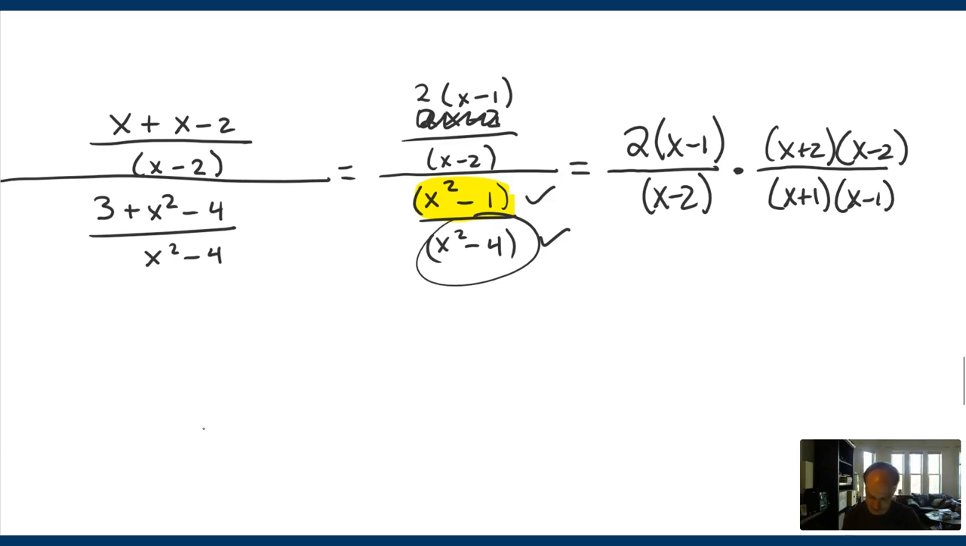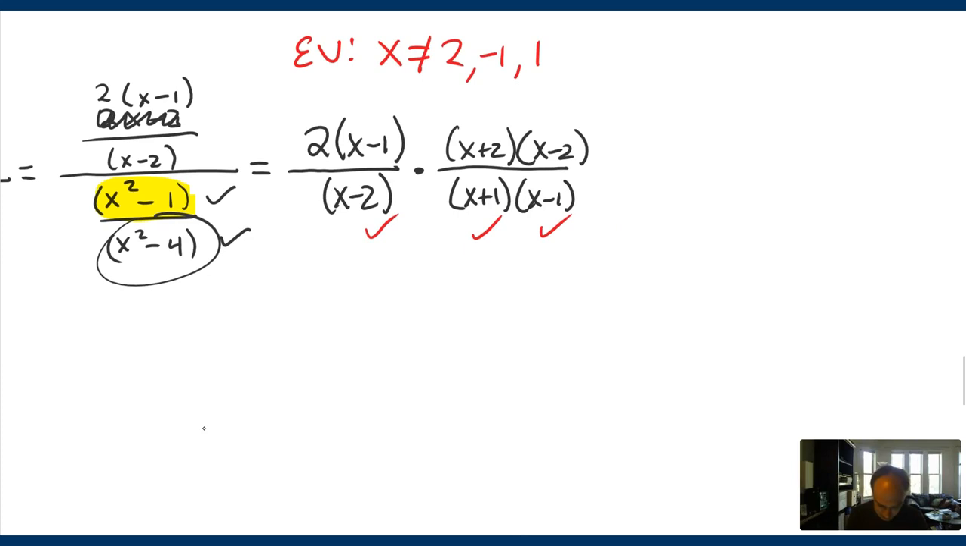Now would be a good time to stop and state the excluded values, what x is not allowed to equal, and I see that x can't equal 2, negative 1, or 1. And just remember to state those. It doesn't affect us here, like in our final solution, but it would affect our graphs.